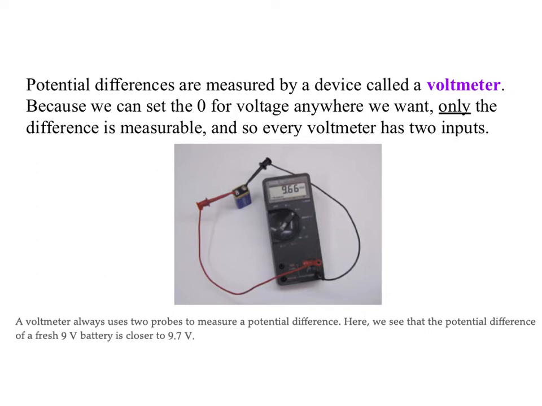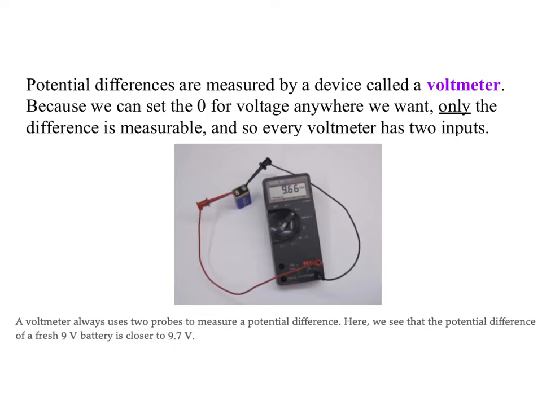Potential differences are measured by a device called, logically enough, a voltmeter. Not a voltometer, a voltmeter. Don't know why. Because we can set the 0 for potential energy anywhere we want, we can set the 0 for voltage anywhere we want, although only the once. But because of that, we can only measure differences. Right? We can't measure the actual potential at a location, only its difference versus some reference point that we pick.